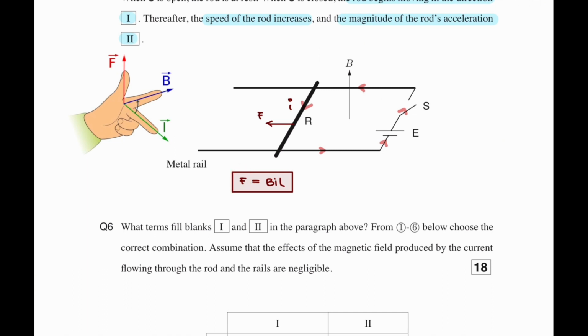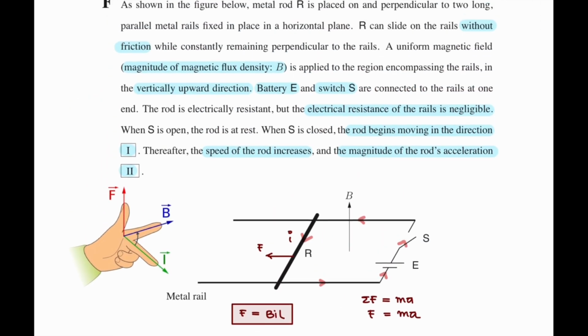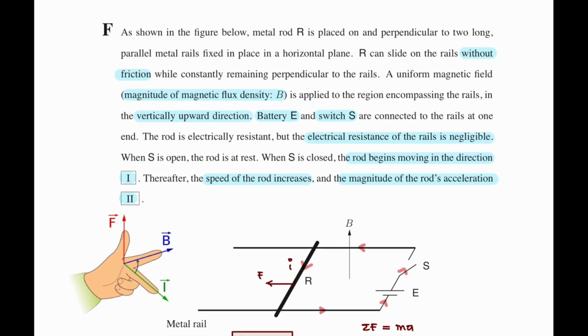If you remember Newton's second law, it states that F equals ma. There is only one force acting on this rod, which is F. So I can write down F equals ma. Since F, which is BIL, is constant and m is also constant, because we do not change the rod here, that means the mass of the rod is constant, which is m. They do not tell us the mass.